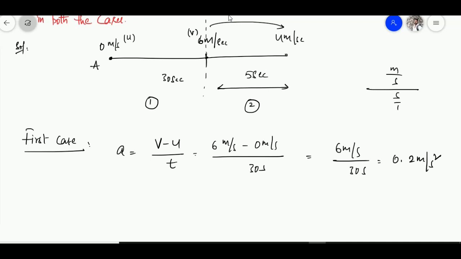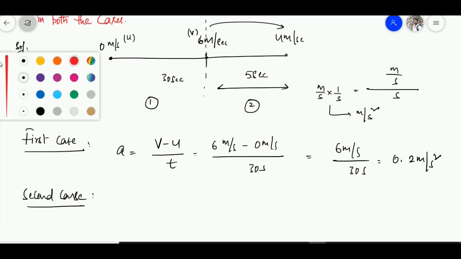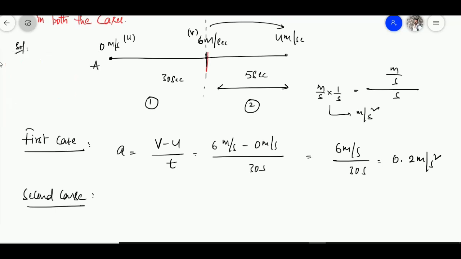You might know the concept of reciprocal. That gives you meter per second into 1 by s, and when the s comes to the denominator, that gives you meter per second square. Okay, so this is for the first case. And coming to the second case, it will be something different.